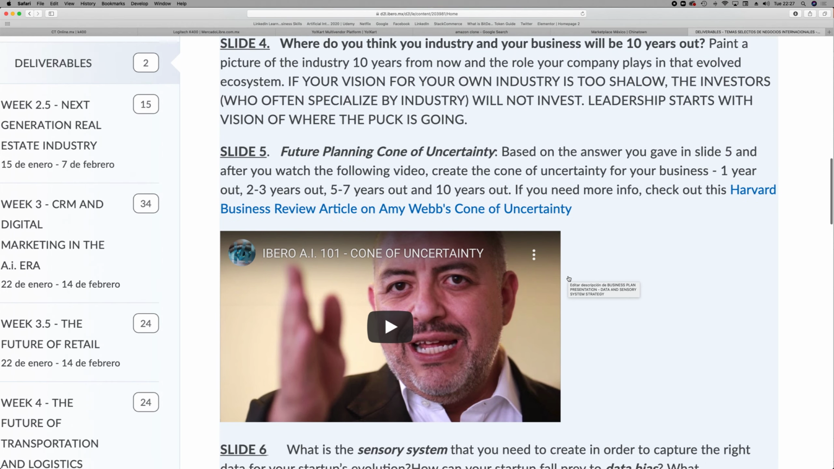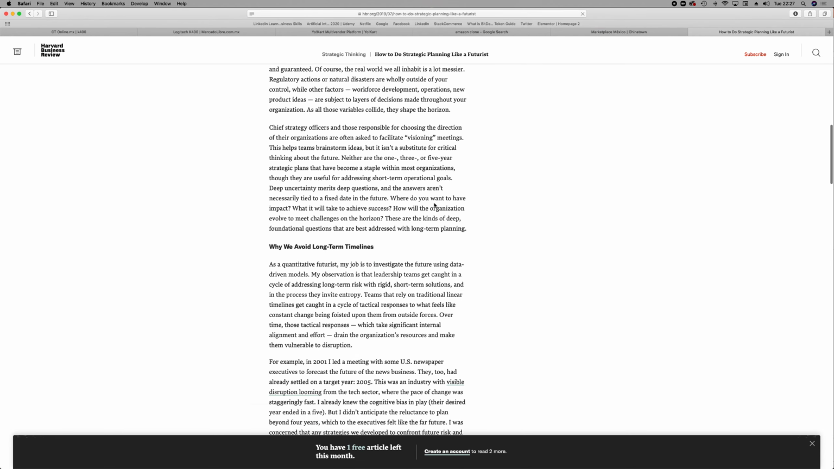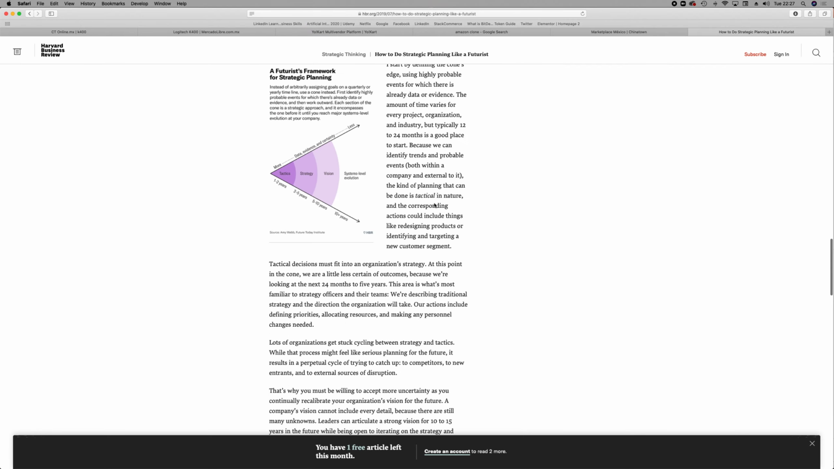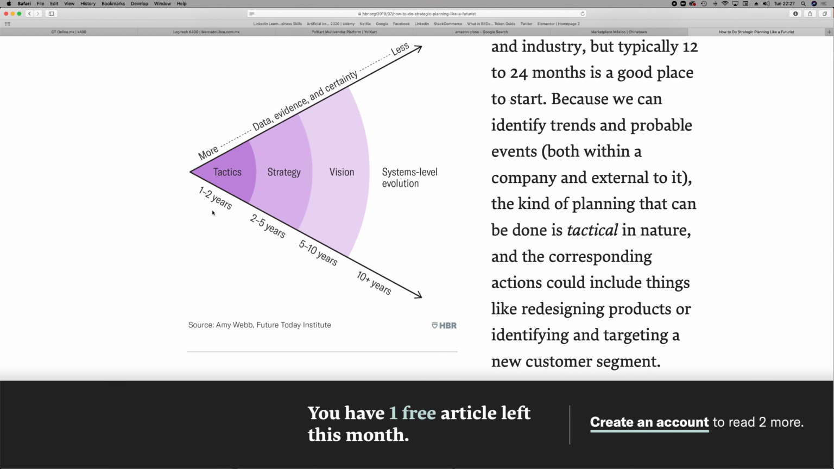because the next one is the cone of uncertainty. There's a video that explains it. You can click on the article. The article is a great article that shows you basically how to do it. But here, really the deliverable is the cone of uncertainty. You need to build this cone with what you're going to do in the 1 to 2 years, what you're going to do in the 2 to 5 year range, in the 5 to 10 year range, and in the 10 plus year range. And the 10 year range is where you believe the industry will be.